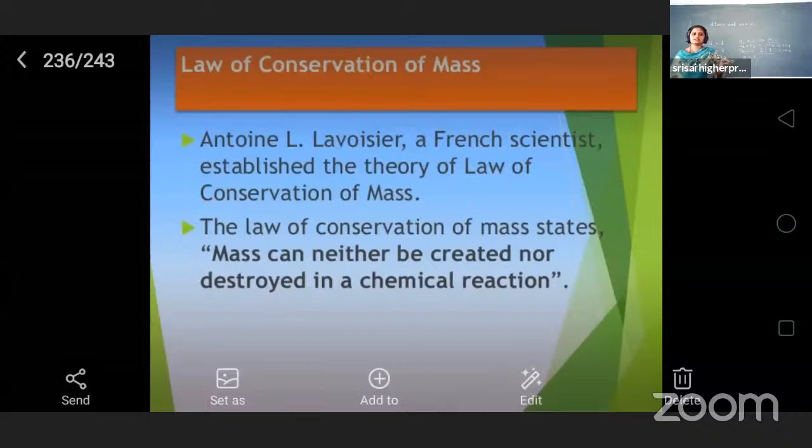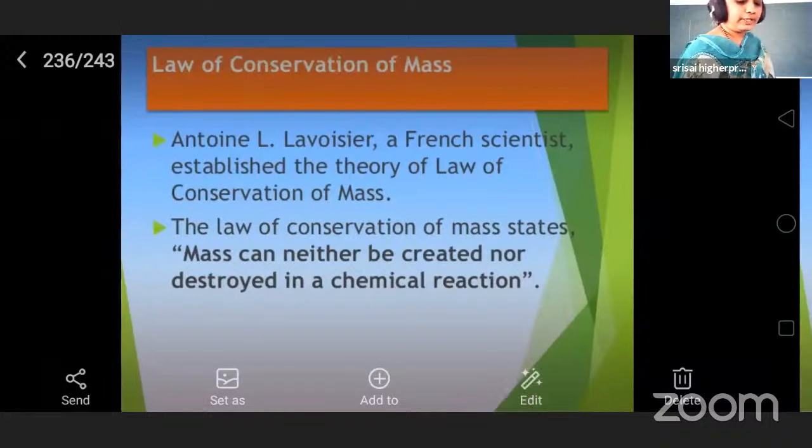So what does this first law state? The law of conservation of mass states that mass can neither be created nor destroyed in a chemical reaction. Chemical reaction means we are taking 10 grams of hydrogen and 5 grams of oxygen. In the chemical reaction, it may be created or it may be destroyed. Okay, so this you learn. Later I'll explain about this. Next concept.